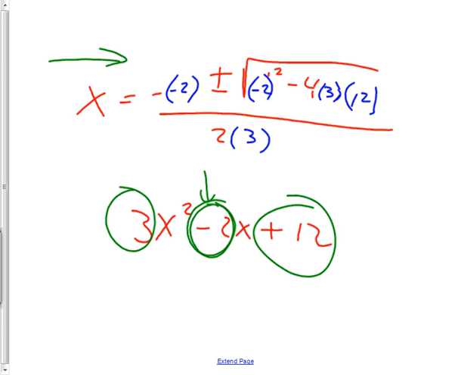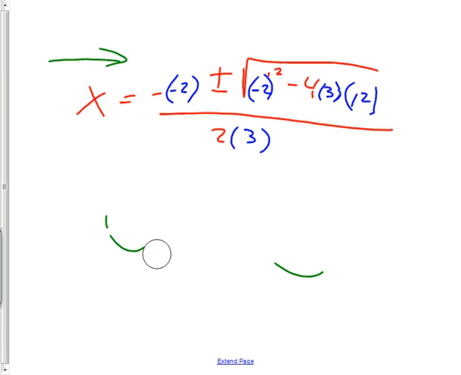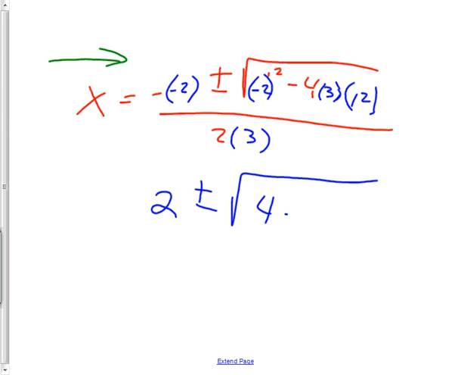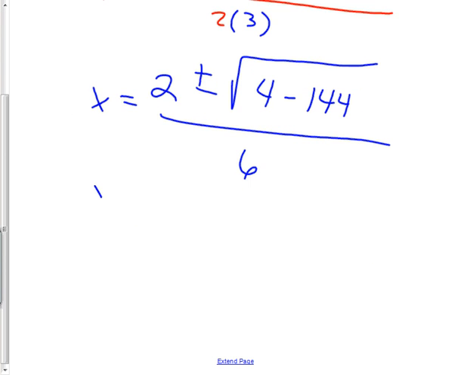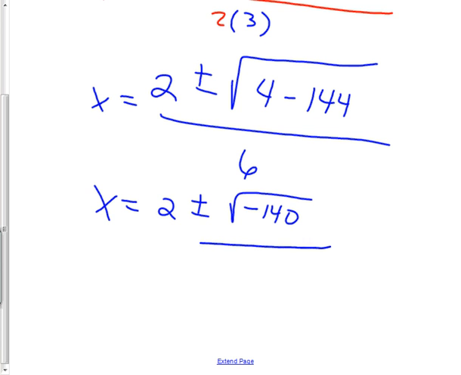So now I just have to multiply this whole puppy out. So you go negative negative 2 makes 2. Plus or minus the square root of 4 minus 12 times 12 is 144. All over 6. And don't forget this is x equals, because I'm finding the x's, the x-intercepts. And now 2 plus or minus square root of negative 140 all over 6.